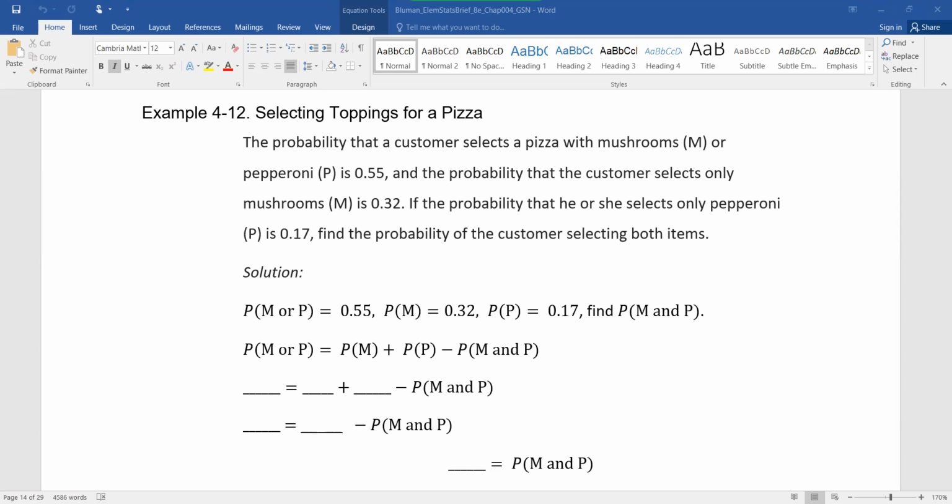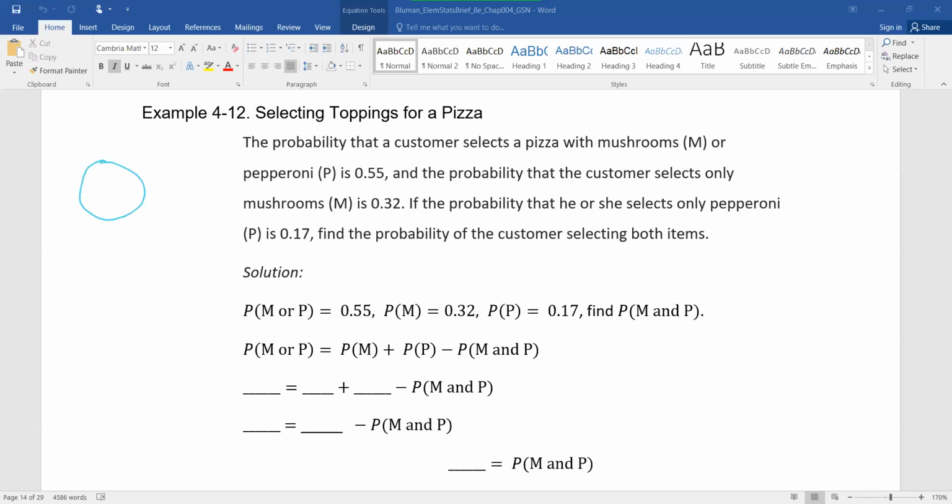All right, so the probability that a customer selects a pizza with mushrooms, the letter M, or pepperoni, the letter P, is 0.55. The probability that a customer selects only mushrooms is 0.32. If the probability that he or she selects only pepperoni is 0.17, find the probability of the customer selecting both items. All right, I'm going to show you a Venn diagram of this to make life make sense.